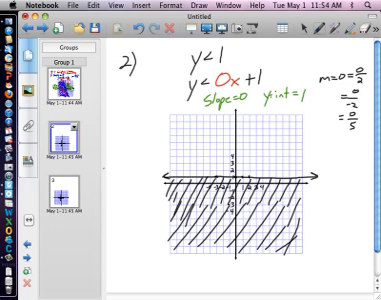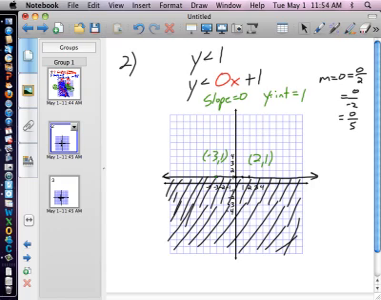Now, what about the line? Is the line itself part of the solution? Let's check. Well, it says y is less than 1. So if we check it, let's try the point 2, 1. Is 1 less than 1? No, it's not. So that shouldn't work. Well, let's try this point here, -3, 1. Notice there's no x value, so we don't have to worry about that. So is 1 less than 1? No.